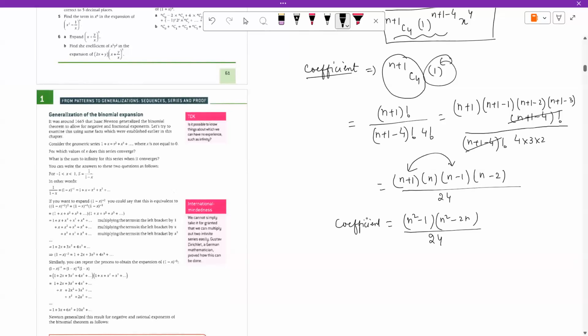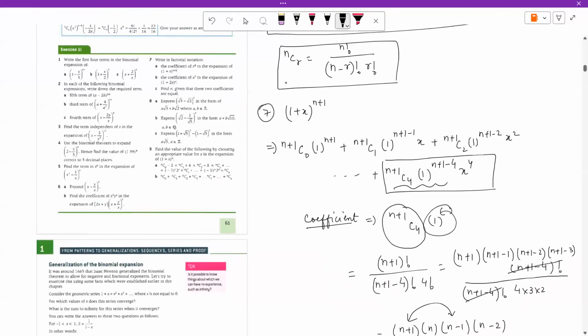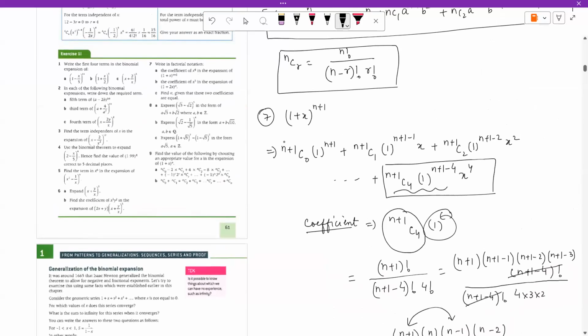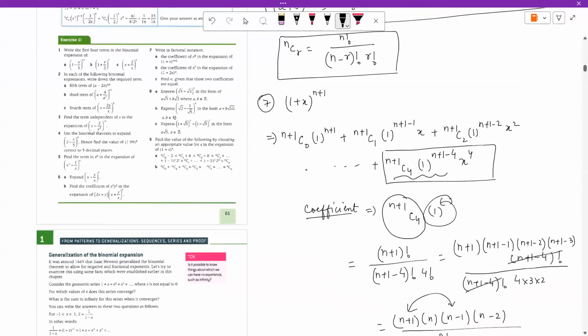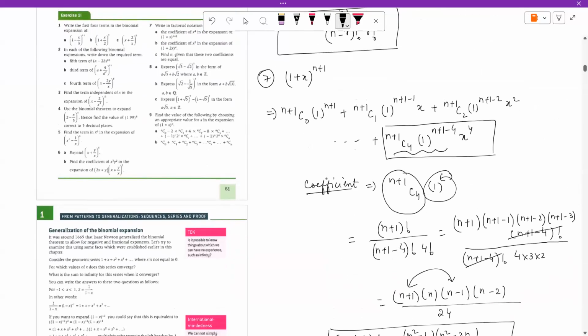Okay. That was the question, right? We have to write the coefficient of x to the power 4. Is it clear to you? Yeah. Also, can you do question 6 once? I did it, but I don't know if I did it right.